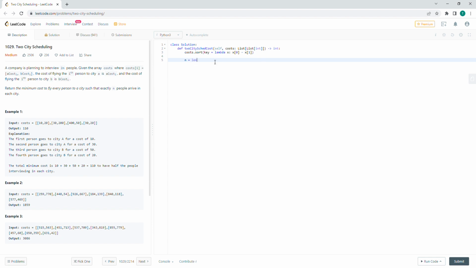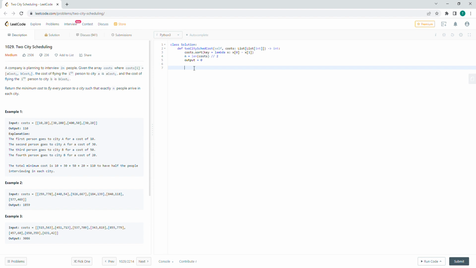Next thing we want to do is find the length of the costs. We also want to make sure that we're interviewing 2n people, so we can divide that by 2, which is going to be basically one person has to go to one city, the other person has to go to the other city, right? And then we have our output, which is going to be our minimum cost to fly every person to a city, such that exactly n people arrive in each city. Alright, we have that. Let's move some space here. So this is pretty much the hard part right here.